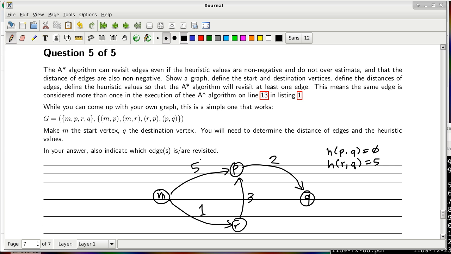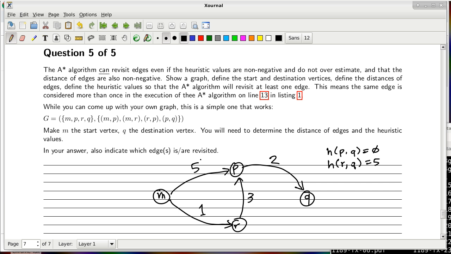We pick R and explore its outgoing edge, which goes from R to P. It has a value of 3. So now we are actually going to update the G value of P and put P back into the set, because we just found a shorter path from the start vertex to P. The first one that we found was not good. The second one is better. Is that okay? So P is back onto O.